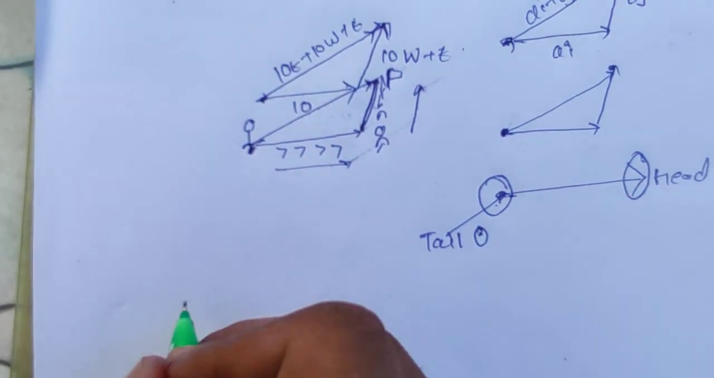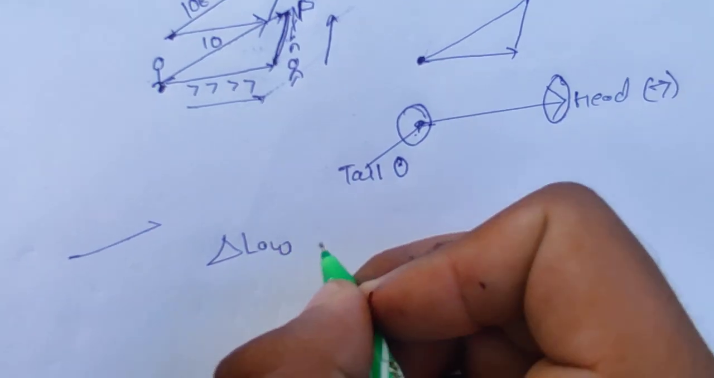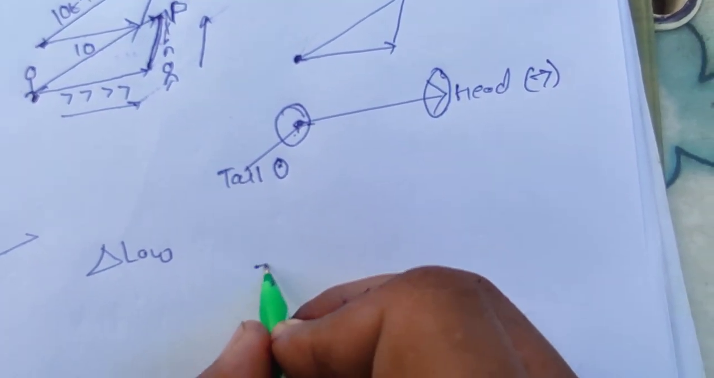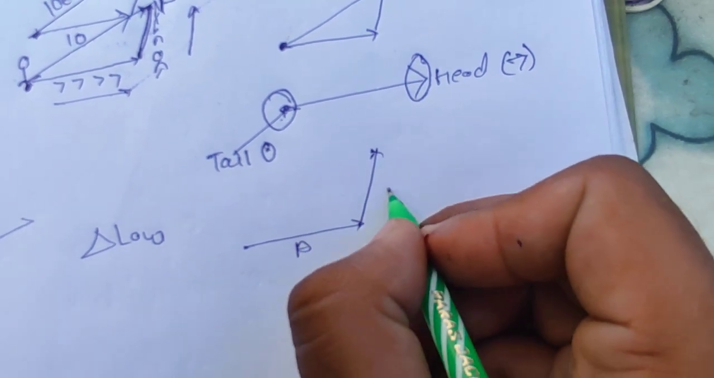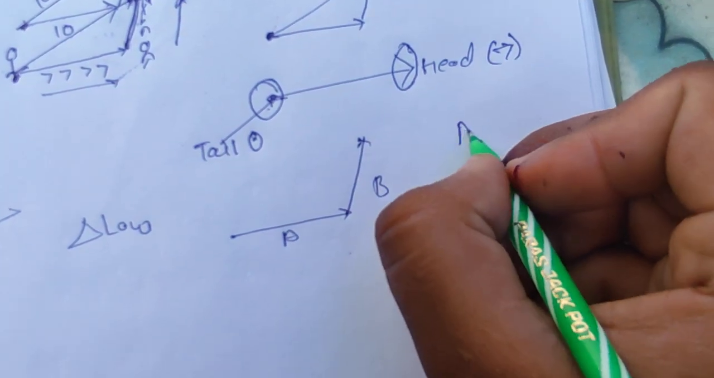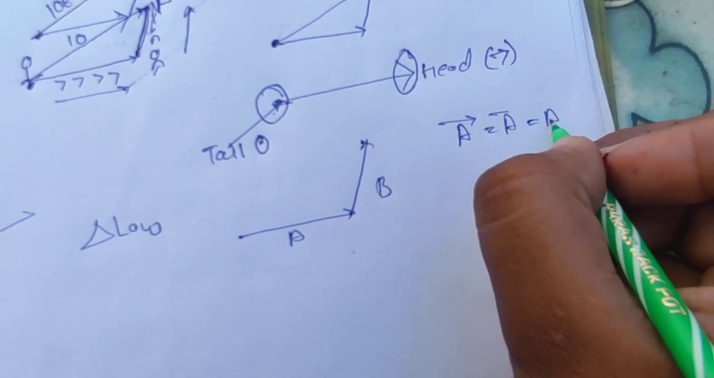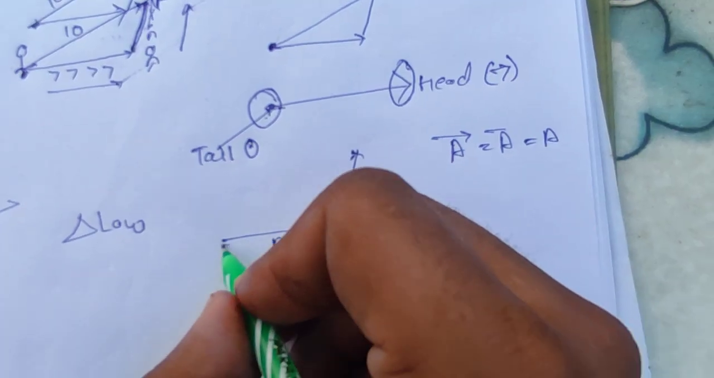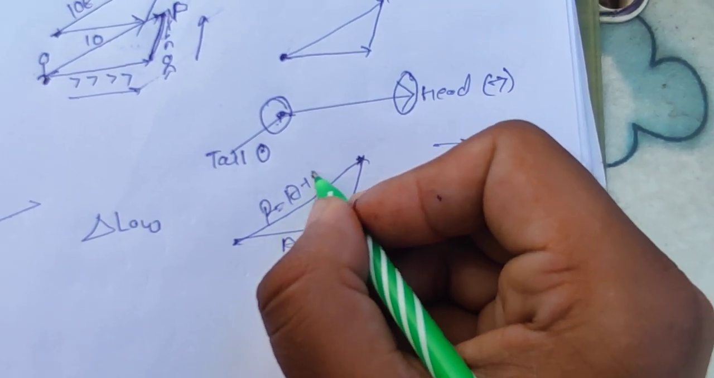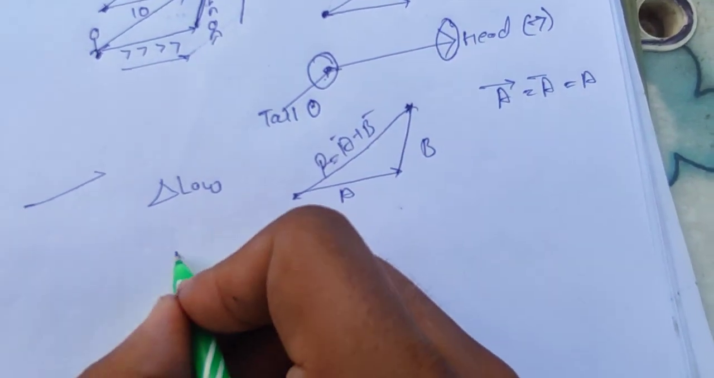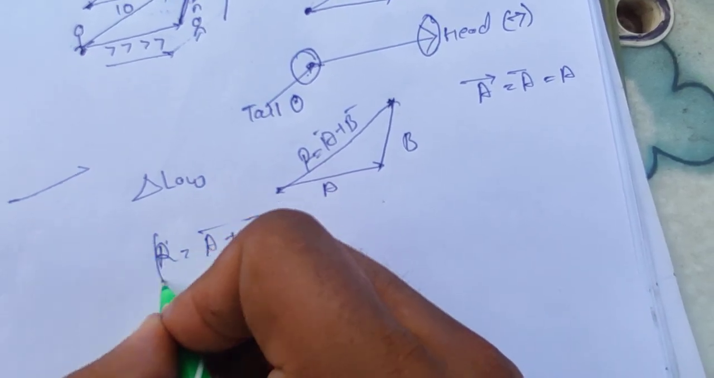If the vector is going from this to the direction of this, say vector A and vector B, the vectors can be represented this way or this way. So the actual resultant, the overall result, is A plus B vector. So the resultant R is equal to A plus B. This is the overall triangular law.